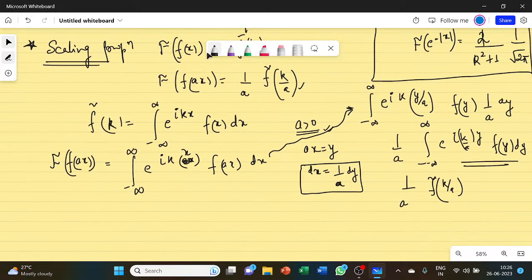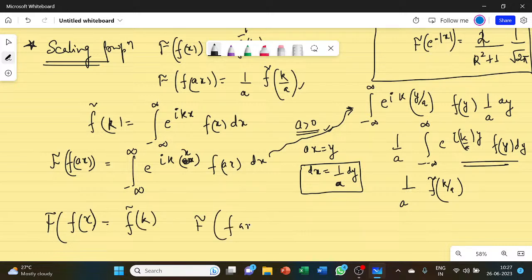If there is a negative sign, minus 1, then you will find that these limits of integration would change. So eventually I will write it as: if the Fourier transform of f of x is simply f tilde k, and if I'm asking what will be the Fourier transform of f of ax, irrespective of whether a is positive or negative, then I can write it as 1 upon modulus of a times f tilde of k upon a. This is how you can write it up.